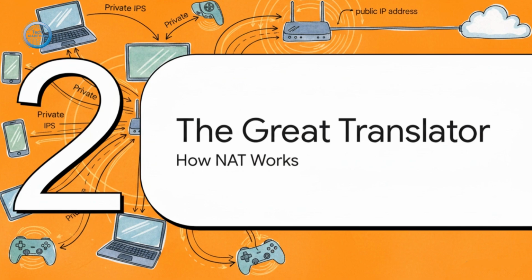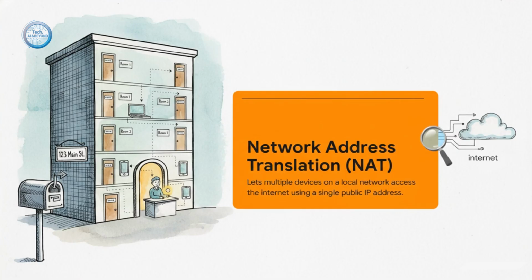If all my devices have these private, internal-only addresses, how on earth do they all communicate with the internet using that one single public IP? How does data from a website get back to the right laptop and not my phone? And that is where the real magic happens.